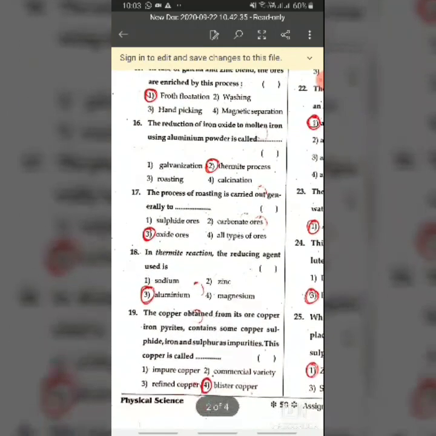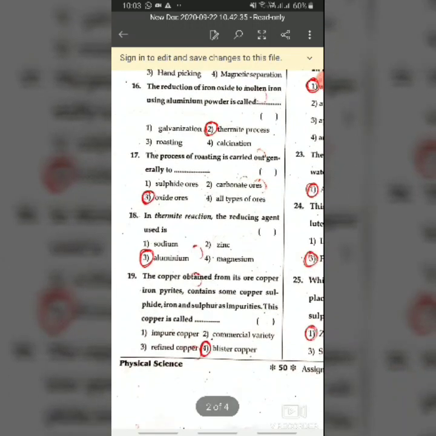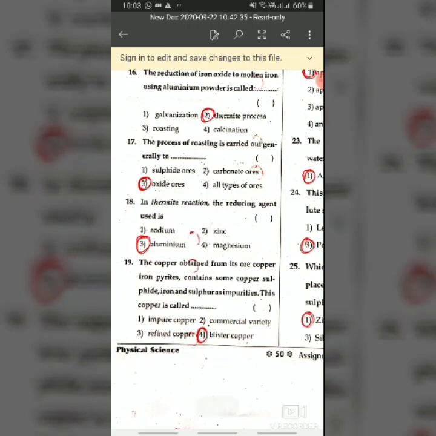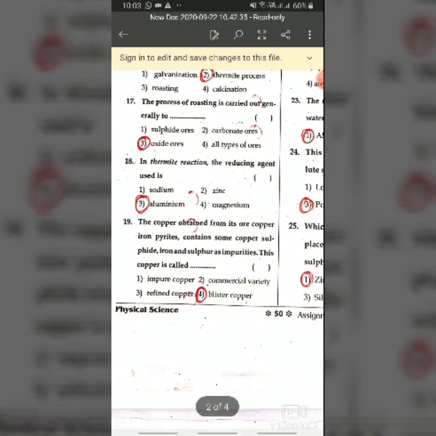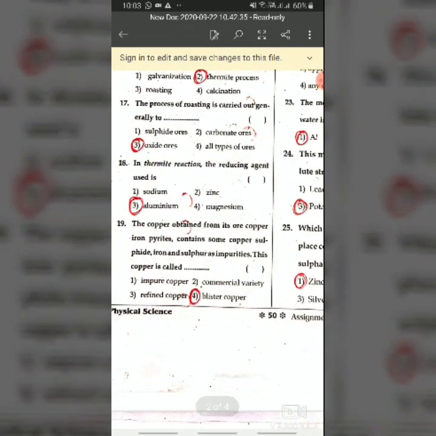In case of galena and zinc blende, the ores are enriched by this process, froth flotation, option 1. The reduction of iron oxide to molten iron using aluminum powder is called thermite process, option 2. The process of roasting is carried out generally for sulfide ores, option 3. In thermite reaction, the reducing agent is aluminium, option 3.